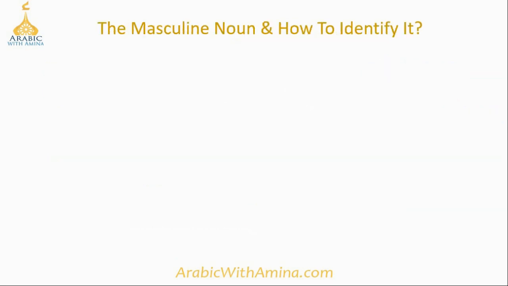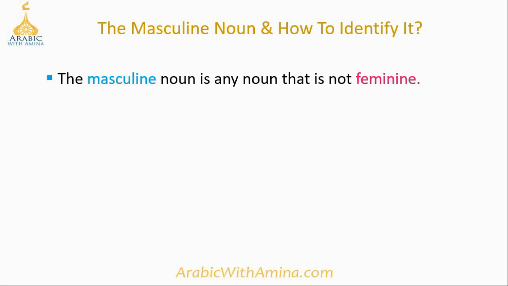Okay, now let's move on to the nouns that are masculine and how to identify them. Any noun that isn't feminine is masculine. For example, bab. Bab, meaning door, doesn't have a feminine meaning. Its form doesn't indicate it is feminine, so therefore it is masculine. The next example is kursi, chair, and barid, mail.